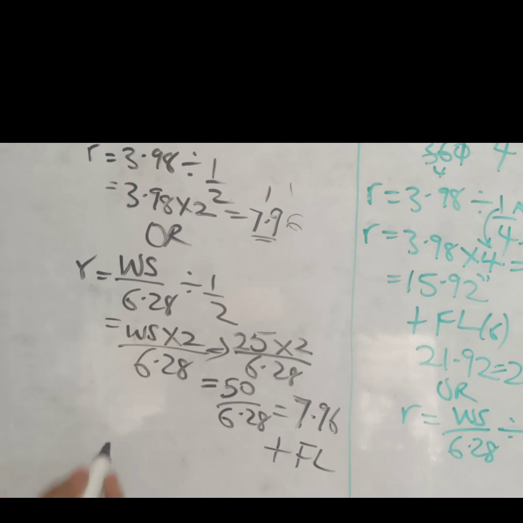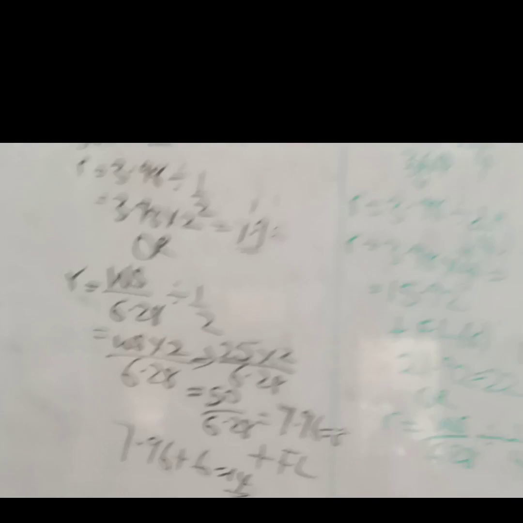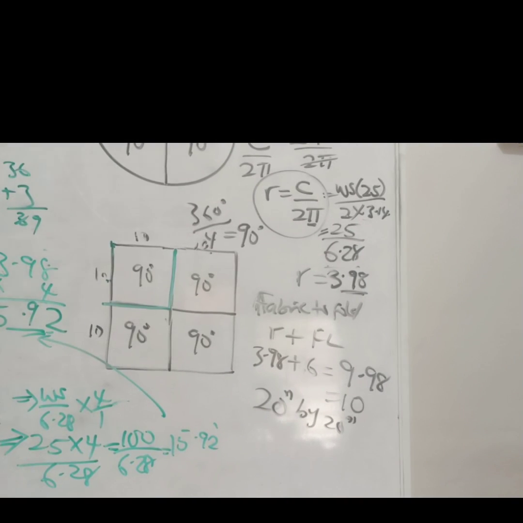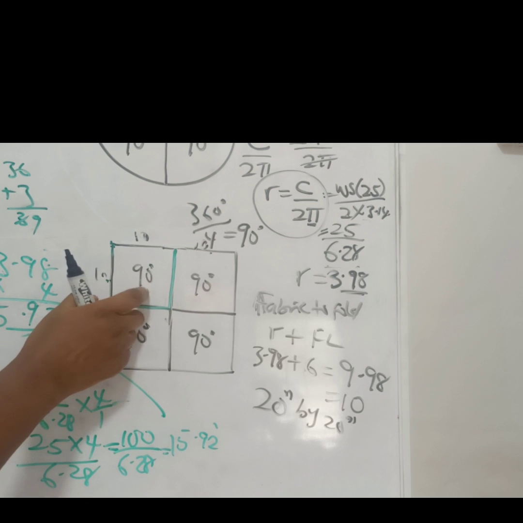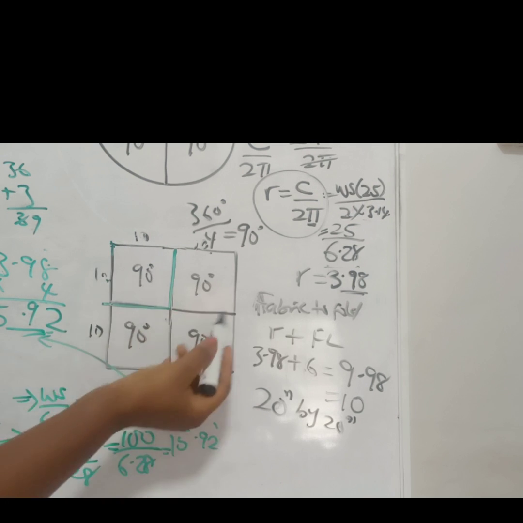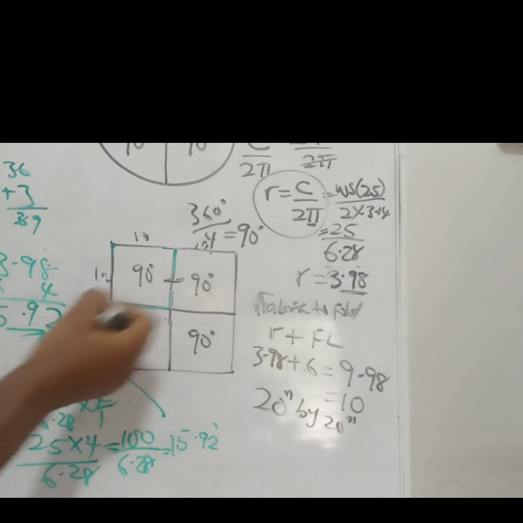The flare length you are working with is 6, so 7.96 plus 6. We can approximate this to 8. So 8 plus 6 will give us 14. Okay. So to know what to fold, we are going to use this to illustrate. This time around, we are not working with 90. We are working with 2 of 90, which is 180. So by the time you add this 90 plus another 90, you are going to have 180.